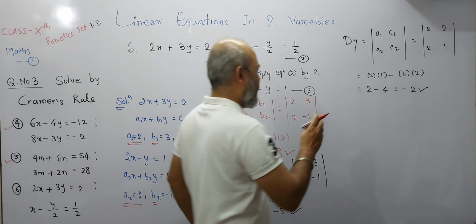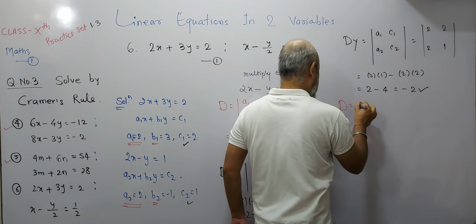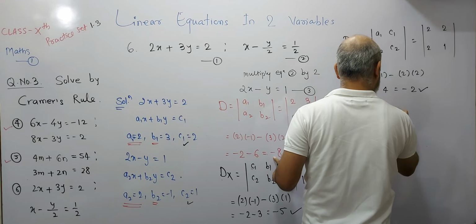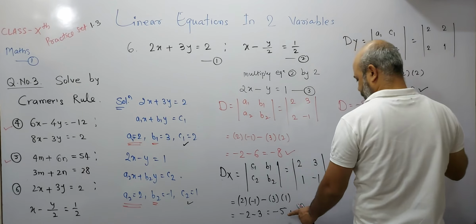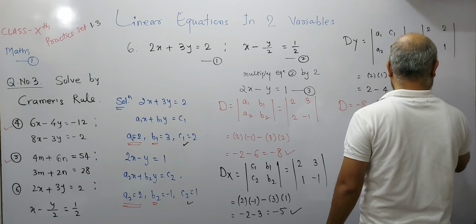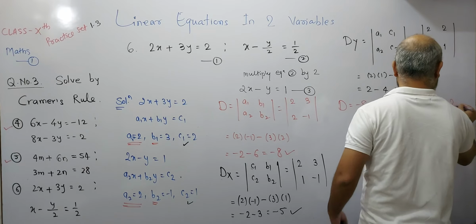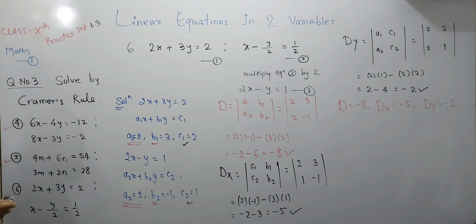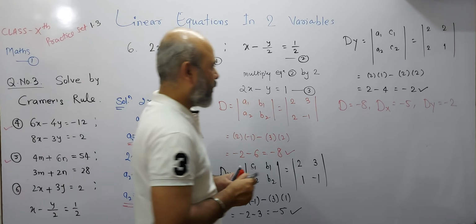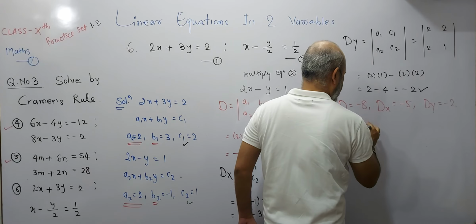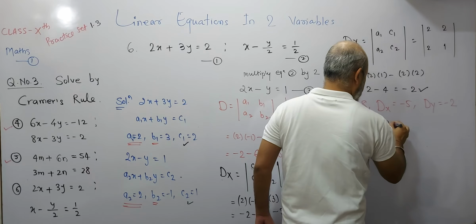Now write down the value of D. Here D is equal to what? What is D? D is minus 8. What is Dx? Dx is minus 5. And what is Dy? Dy is minus 2. So value of D is minus 8, Dx is minus 5 and Dy is minus 2. Now we'll find by using Cramer's rule.